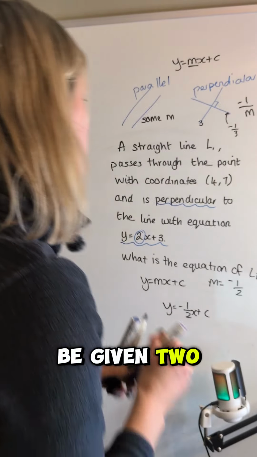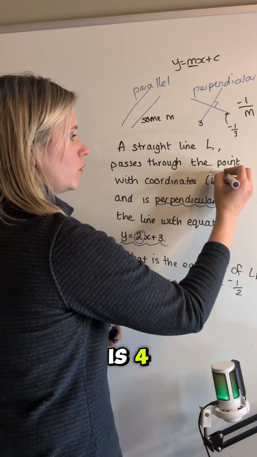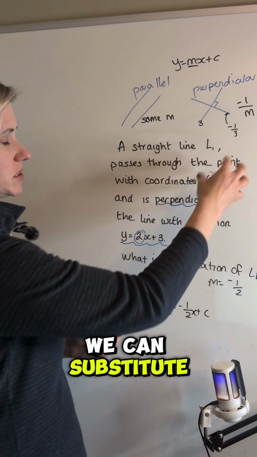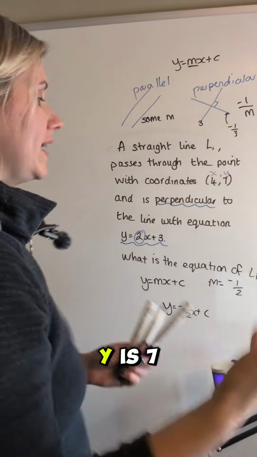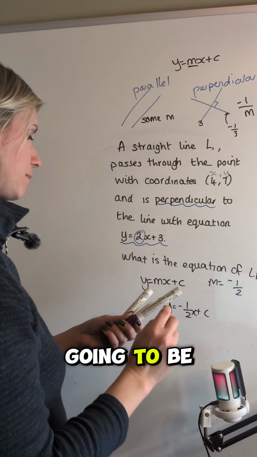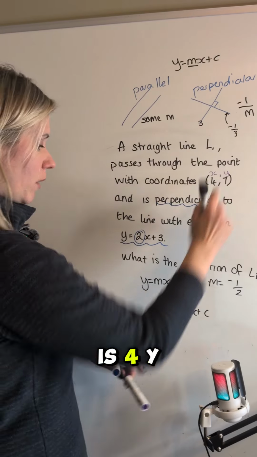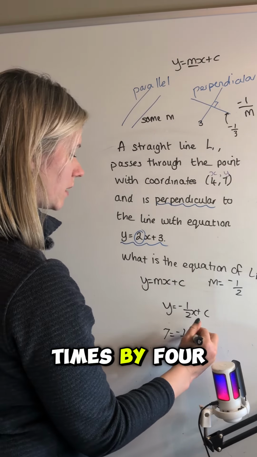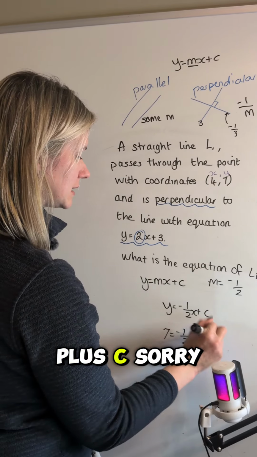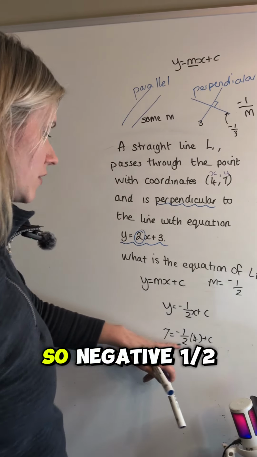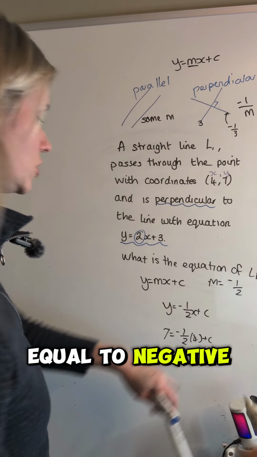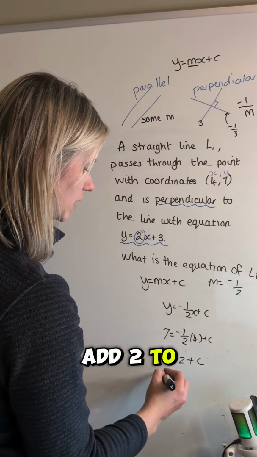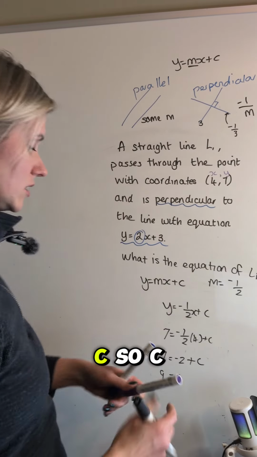Although, you will be given a coordinate: we are told that when x is 4, y is equal to 7. That's a key point on that graph. Therefore, we can substitute in the values x is 4, y is 7 to figure out what c is going to be. So when x is 4, y is 7: 7 is equal to -1/2 times 4 plus c. So -1/2 times 4 is equal to -2. 7 is equal to -2 plus c. Add 2 to both sides. 9 is equal to c. So c is 9.